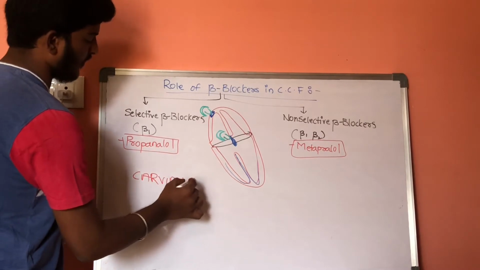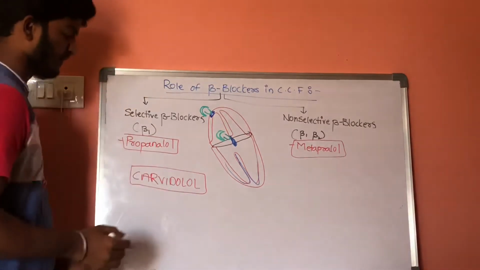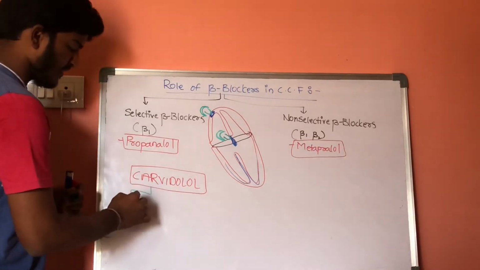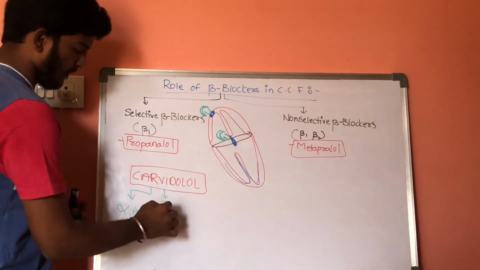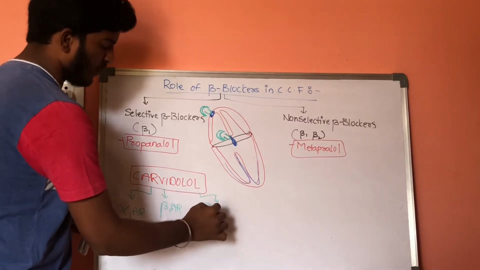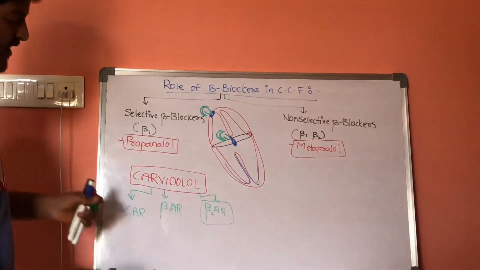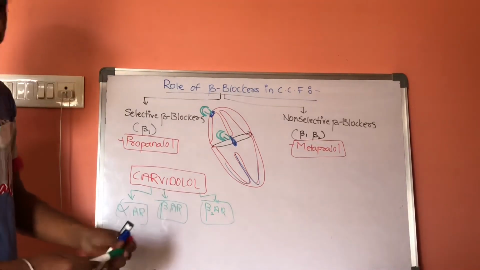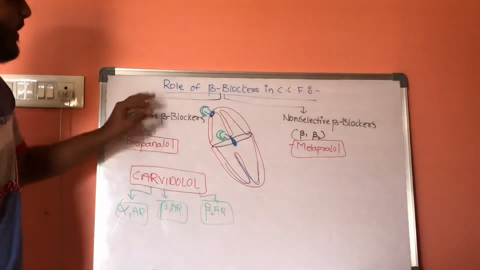carvedilol. Carvedilol is a special drug which will act on alpha 1 adrenergic receptors, and it will work on beta 1 adrenergic receptors, and it will work on beta 2 adrenergic receptors, and it helps in decreasing the contractility. Now, in this way, beta blockers are used.